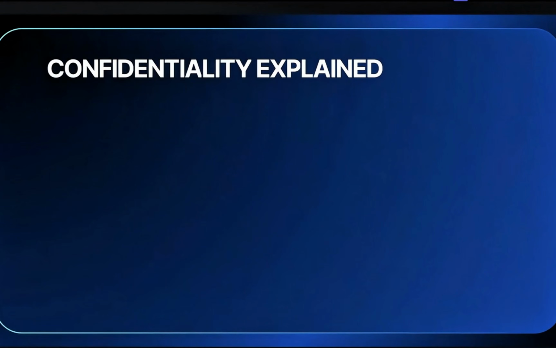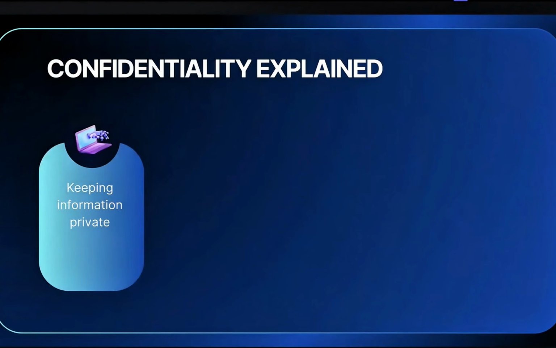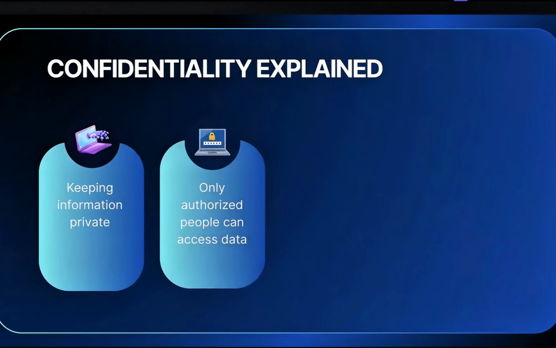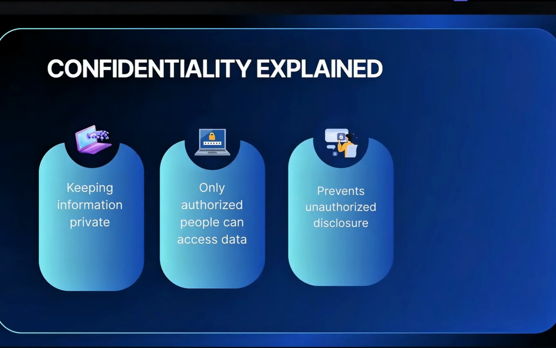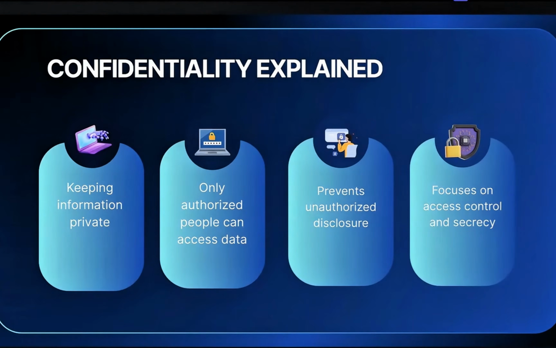Let's start with confidentiality. What is confidentiality? Confidentiality is about controlling who can see what. It is about controlling who can see information. So it means keeping information private, and only authorized users should access the sensitive data. Also, it prevents unauthorized disclosure of information. And lastly, it focuses on access control and secrecy.